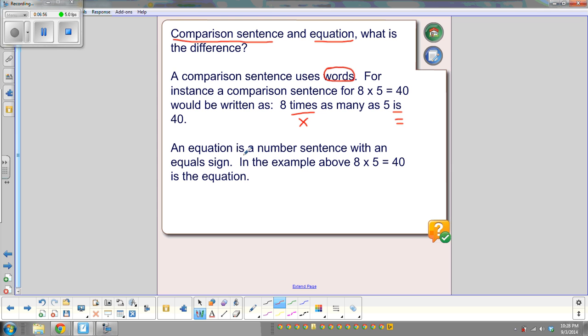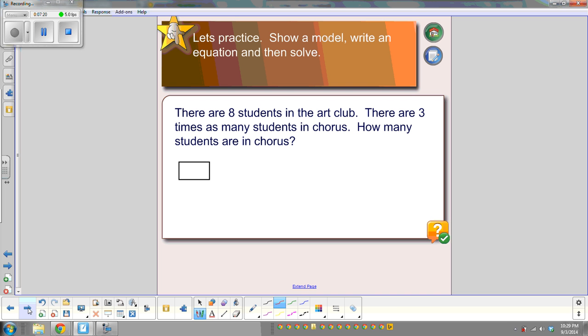An equation is the opposite. An equation is a number sentence with an equal sign. So in the example above, this right here, 8 times 5 is 40, is in fact the equation. If you need to back this video up and rewatch that so you can understand the difference, then please do so, because it's very important that you know the difference between a comparison sentence and an equation. All right, so let's practice. Let's show a model, write an equation, and then solve these.